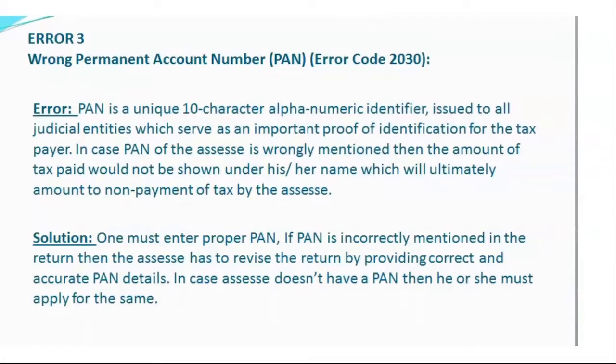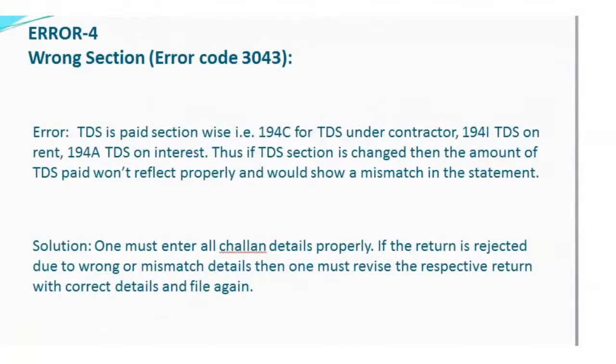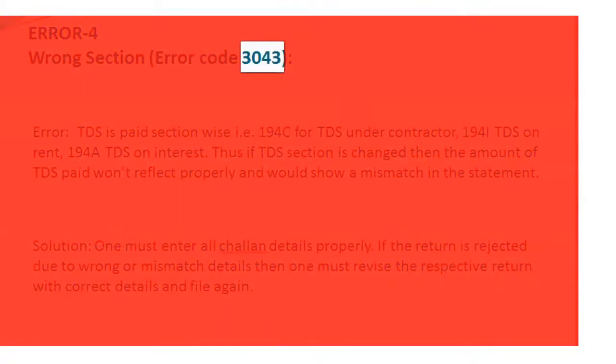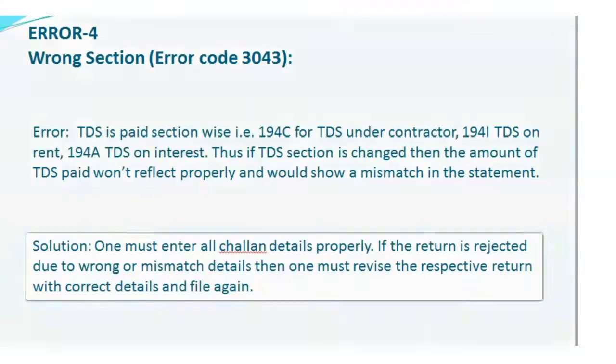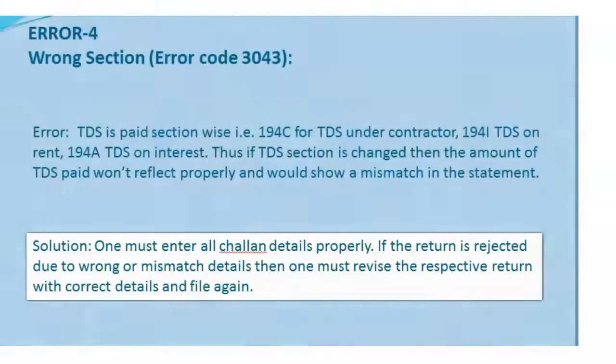Now error number 4, which is of wrong section, and its code number is 3043. TDS is paid section-wise. 194C is for TDS on contractors, 194I TDS is for rent, 194A TDS is on interest. Thus, if the TDS section is changed, then the amount of TDS paid won't reflect properly and would show a mismatch in the statement. Solution: one must enter all challan details properly.